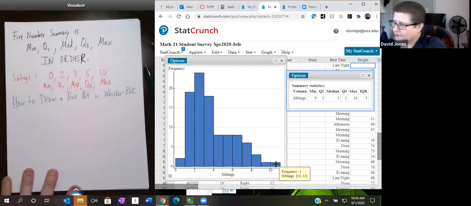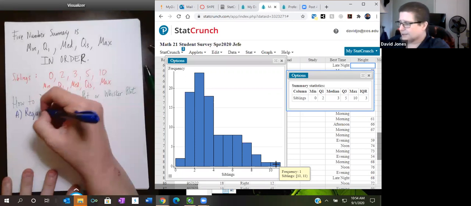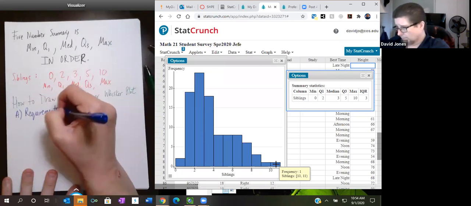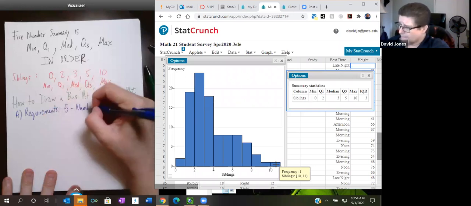So to start off, the requirement is you need the 5-number summary. The 5-number summary is a must.